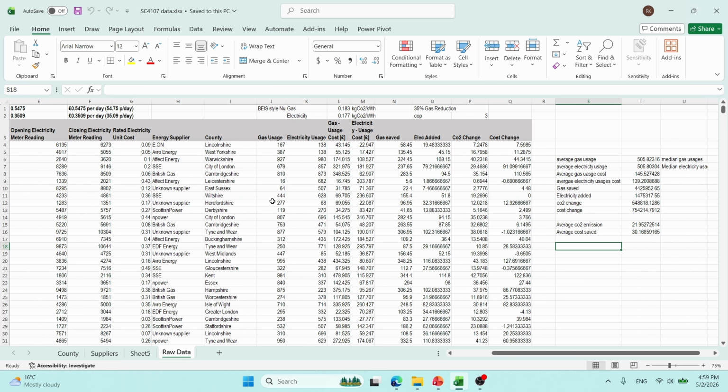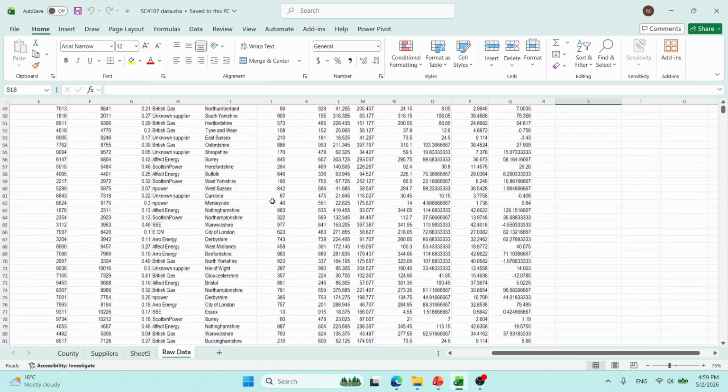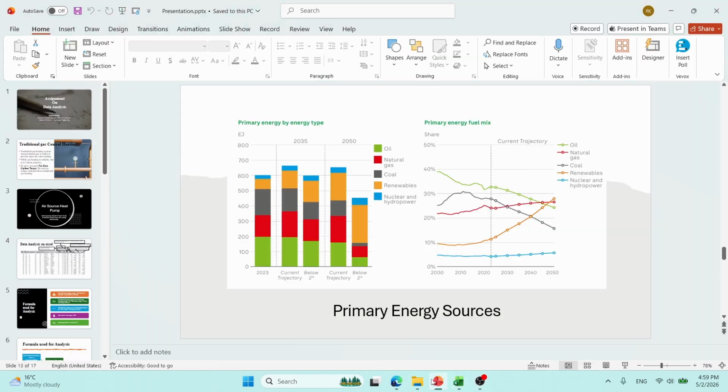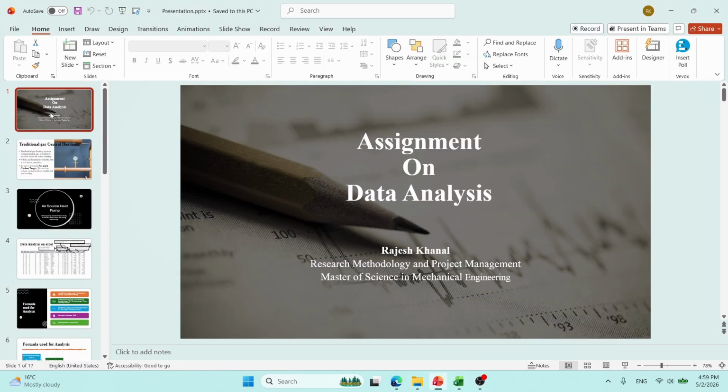Our project is to reduce one third of gas and replace it with electricity. I analyzed everything. This is the raw material that I got, so I analyzed it and got the result. Let's go through it from the first.